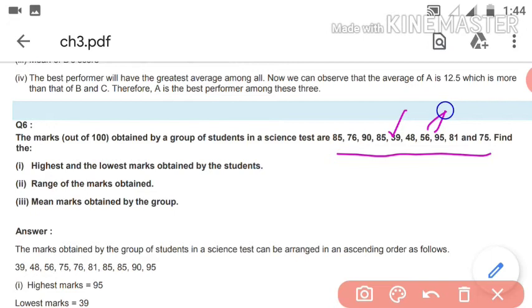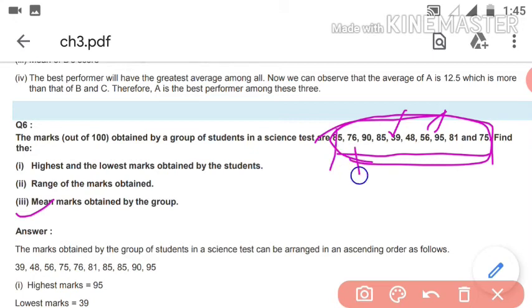And question number 2, range of the mark obtained. So we know the range formula, isn't it? Highest minus lowest. And mean mark obtained by the group. And we know the mean formula also, sum of all the numbers, isn't it? Sum of all the marks divided by number of the marks. So how many students were there? 1, 2, 3, 4, 5, 6, 7, 8, 9, 10. So you have to divide it with 10, okay, because there are 10 students, you can say. So number of the students will be 10, and sum of all the marks, you have to add all the marks and you have to divide with 10.